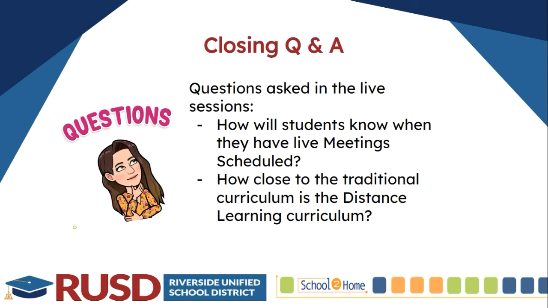That concludes our presentation, and I wanted to go ahead and go over some of the questions that were asked in the live session. One of the questions was, how will students know when they have live meetings scheduled? Each teacher has a different method of communicating this with their class. For example, they might use ClassDojo, Reminds, or email. In most cases, teachers are posting this directly to their Google Classroom, either on the stream or in their Classroom tab. There's also a Classroom calendar located in Google Classroom where most meetings and items are scheduled as well. So please have your students check the tab.